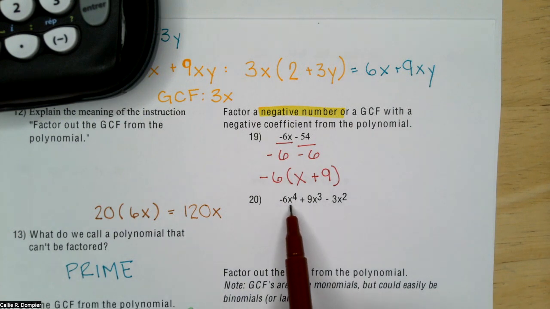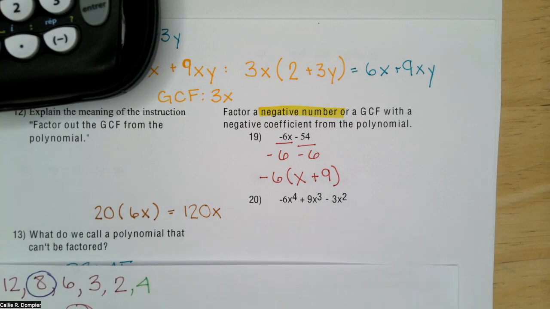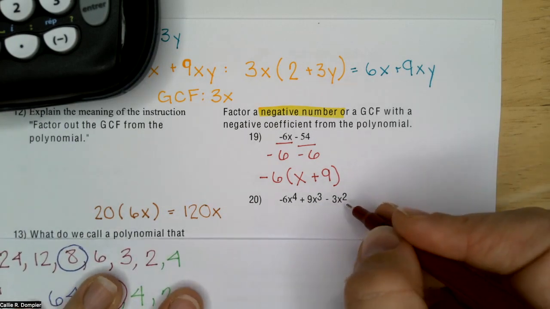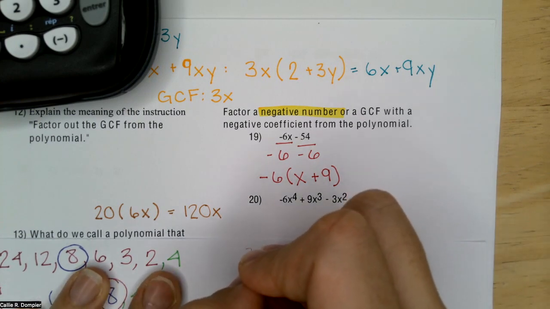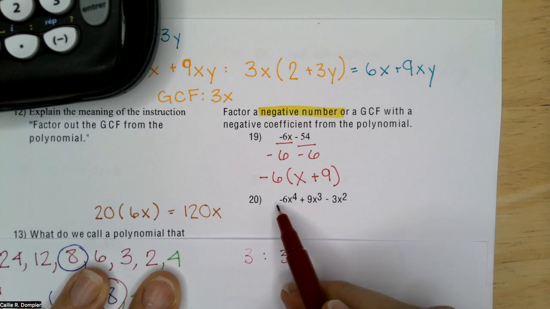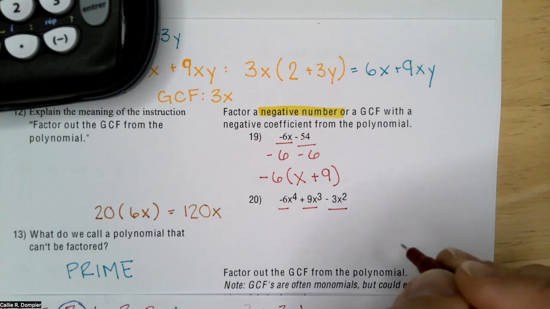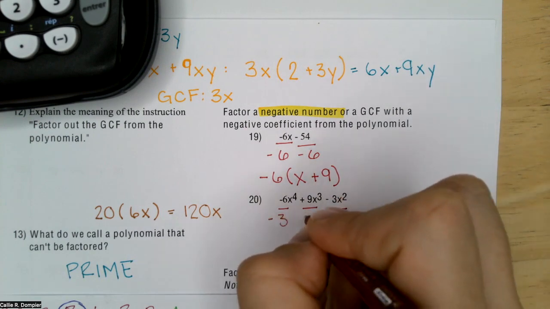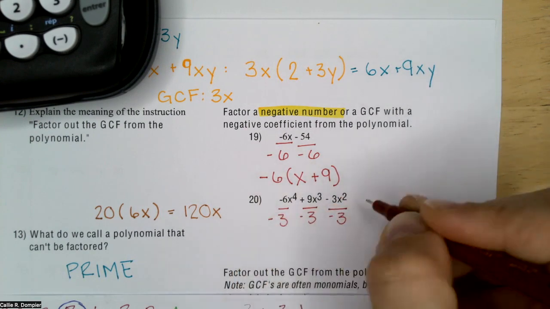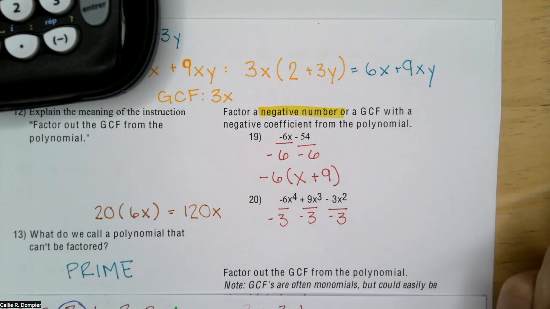Number 20 has negative 6x to the fourth plus 9x to the third minus 3x squared. What are the greatest common factors? Well, 3 is just 3 and 1, right? Can I divide 9 by 3? Yes. Can I divide 6 by 3? Yes. So I'm going to say my greatest common factor is negative 3 because negative 3 is the greatest factor of the number negative 3.